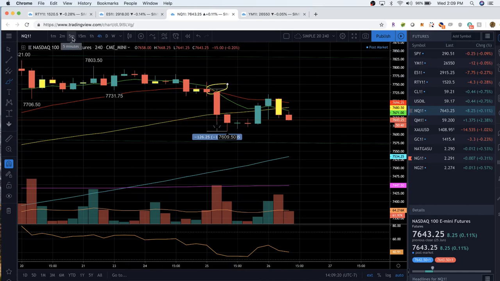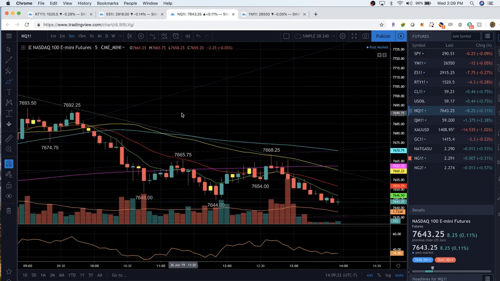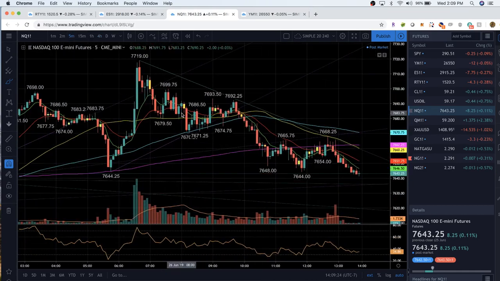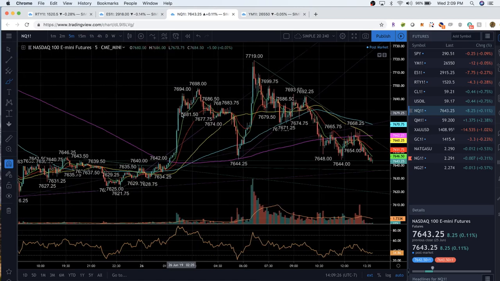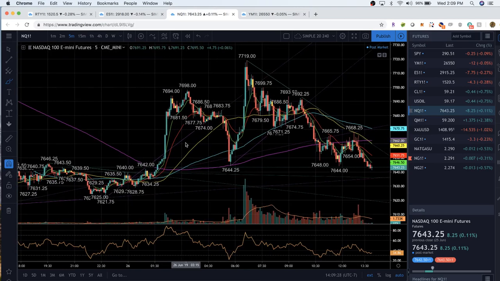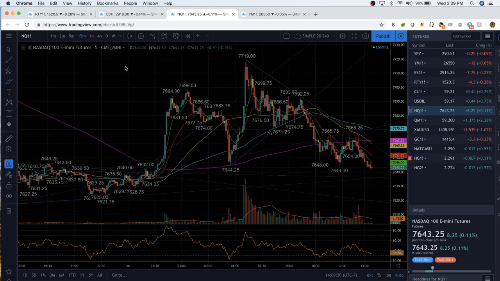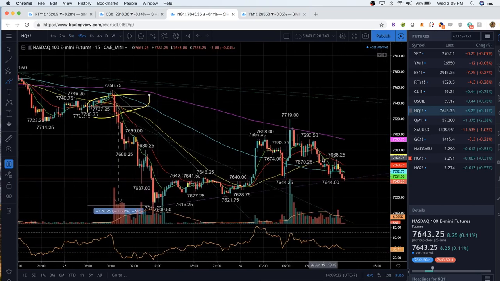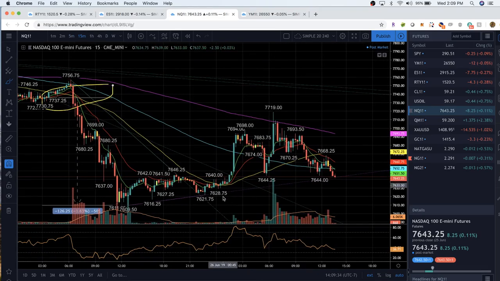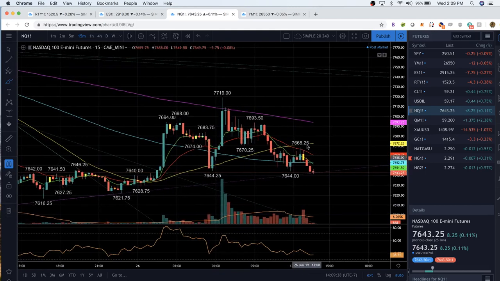So NASDAQ has not broken bear on the 4 hour. I would expect that it'd follow suit. However, it has not yet. So NASDAQ support is 7628.75 and 7621.75. We have resistance at 7668.25 and 7693.50.